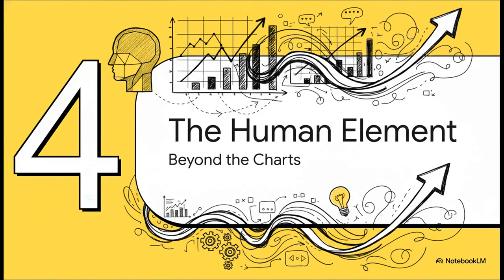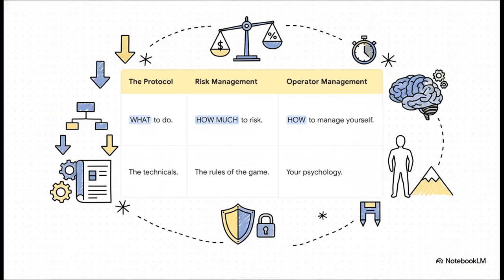But wait, we're not done, because a system like this is totally incomplete if you only look at the charts. A perfect technical model means absolutely nothing if you don't account for the most unpredictable variable of all, the human element. You. You see, real long-term success seems to rest on these 3 pillars. You have the protocol, which tells you what to do. You have risk management, which tells you how much to risk. And then you have operator management, which is all about how you manage yourself, your own psychology, your own discipline. If any one of those pillars crumbles, the whole thing can come crashing down.